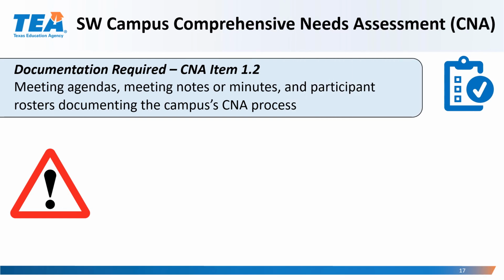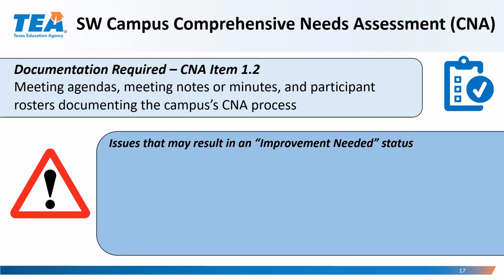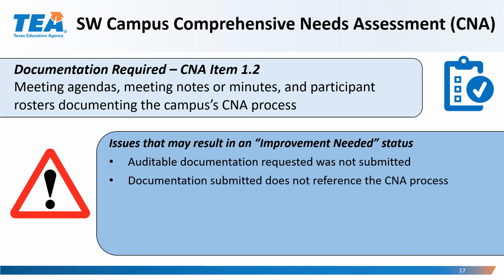For CNA documentation for item 1.2, there are several issues that may result in the LEA receiving an improvement needed status. The LEA should be aware of these potential issues as they prepare their documentation for submission. Potential issues include the auditable documentation requested was not submitted. Another potential issue is that the documentation submitted does not reference the CNA process. An LEA should make every effort to ensure that their documentation submitted, such as the meeting agendas and meeting minutes and/or notes, make reference to the CNA process.